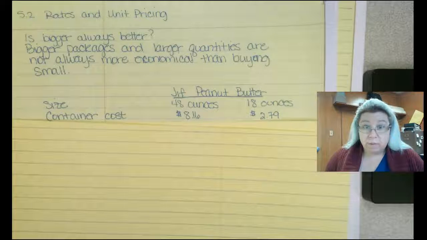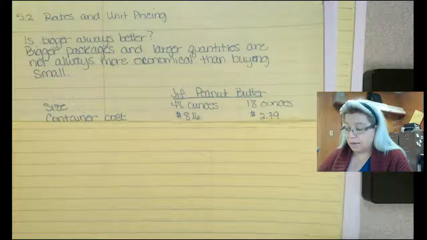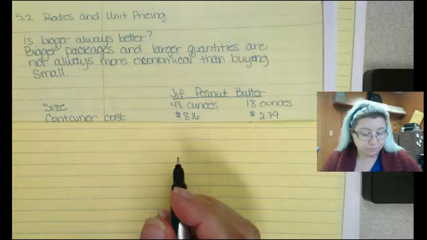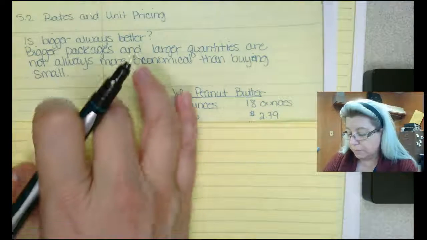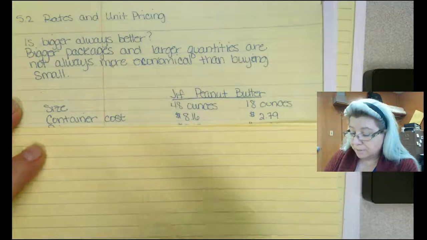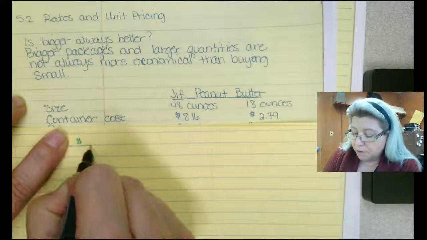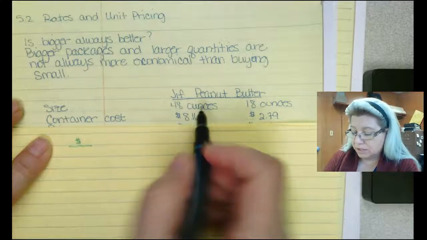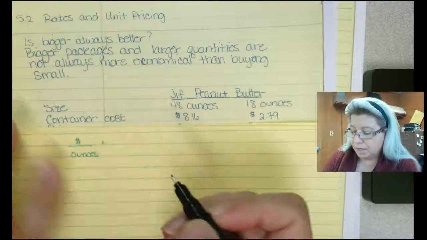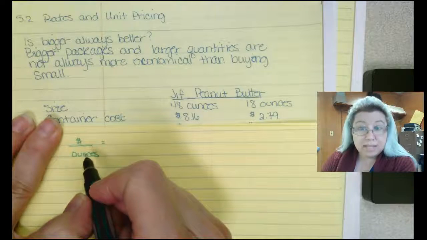What do I get for each of my dollars? How much does it cost, right? So here's what we're going to do. We're going to break this down into unit price, which means that it's going to be the cost per unit. And in this case, the units are ounces. It's a ratio of price to the size of it.